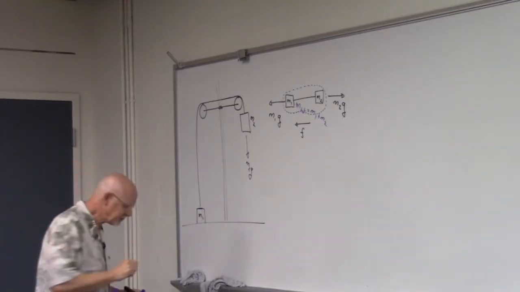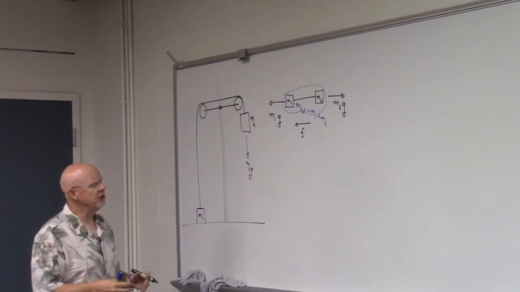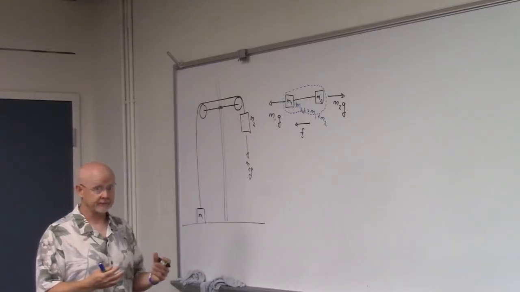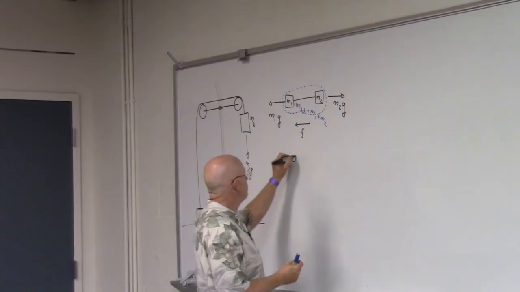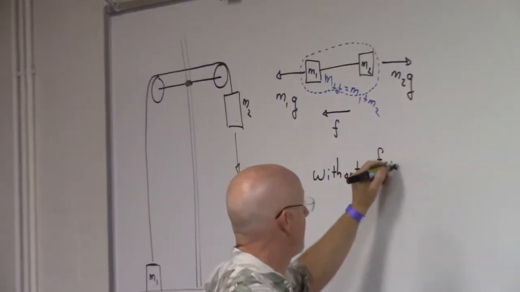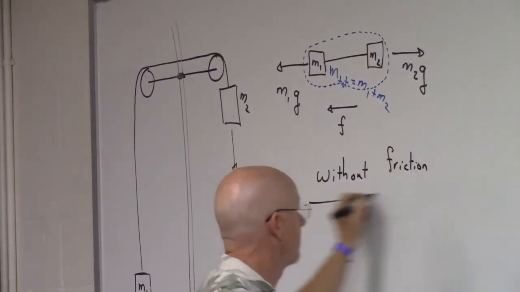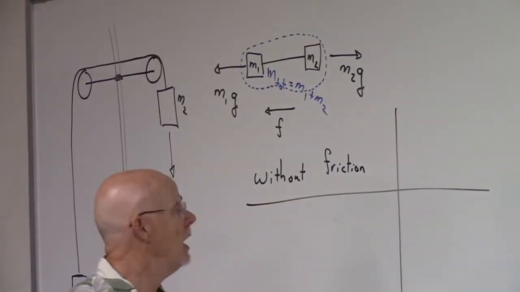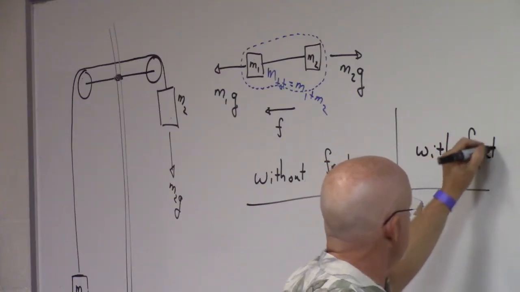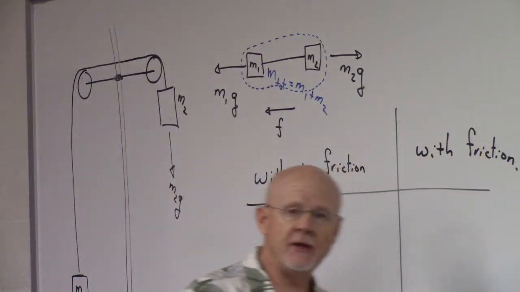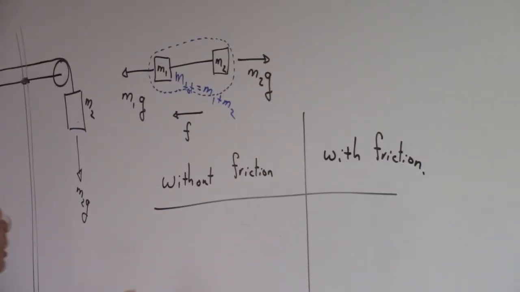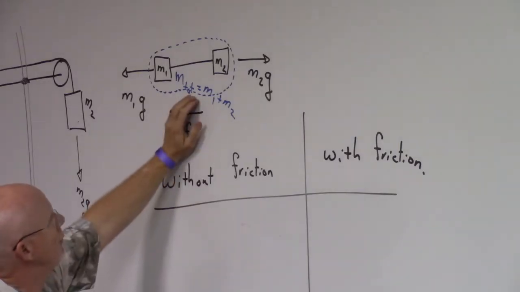So let's try Newton's second law. And let's try it both with and without friction. So if I were to do this problem without friction, versus with friction, what would be the difference? Okay, let's do it without friction. So for a moment, let's imagine there is no friction.